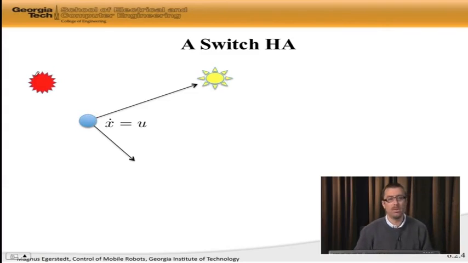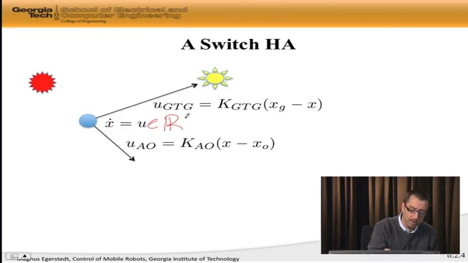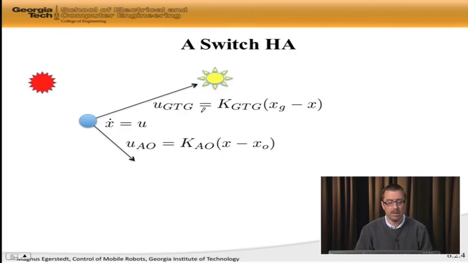And what we're going to do is we're going to use the behaviors that we designed last time. So we're saying in this case that we're controlling the velocity of the robot directly. So x dot is equal to u. This is in R2 because this is a planar robot. So it's a two-dimensional control signal. And let's say for the sake of simplicity that the go-to-goal behavior is simply a proportional regulator driving x to the goal. And as long as k GTG is positive, we've seen that this is an asymptotically stable controller.